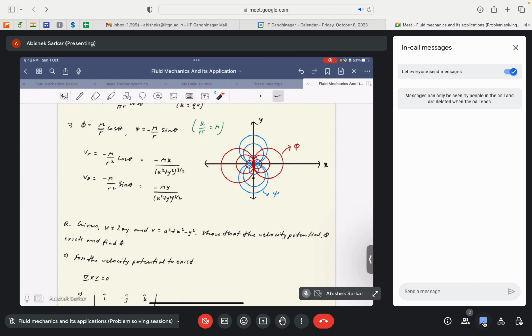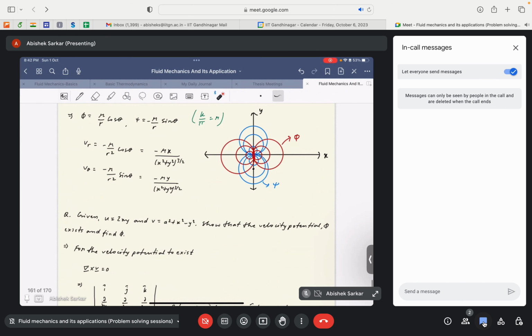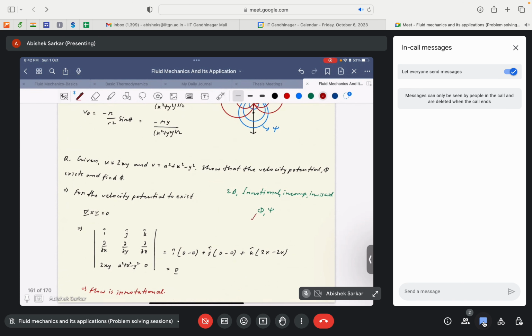What I'm trying to say is that to properly understand the flow field, say for a 2D incompressible, irrotational and inviscid flow, the beauty is in the coexistence of both phi and psi rather than phi and psi individually, because both of them will exist. The beauty is that phi is easy to determine.